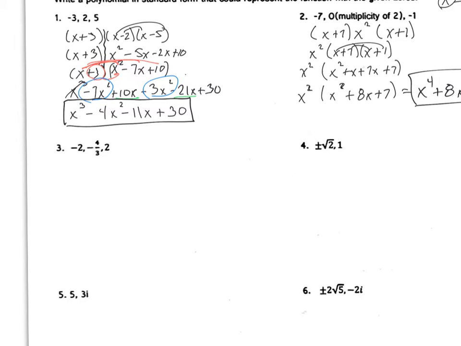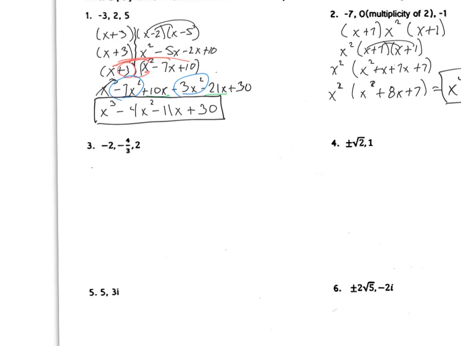Finally, we have one with a fraction. So let's just switch these to factors first and then take a look at maybe we can pick a good order to multiply this in. So we have x plus 2. Remember, it's denominator with the letter opposite of the top. So it's 3x plus 4 and then x minus 2.